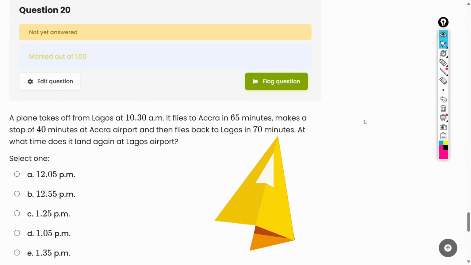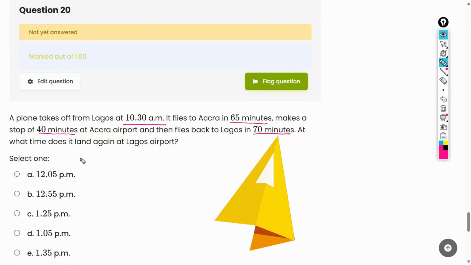Question 20. A plane takes off from Lagos at 10:30 a.m. It flies to Accra in 65 minutes, makes a stop of 40 minutes at Accra Airport, and then flies back to Lagos in 70 minutes. At what time does it land again at Lagos Airport?